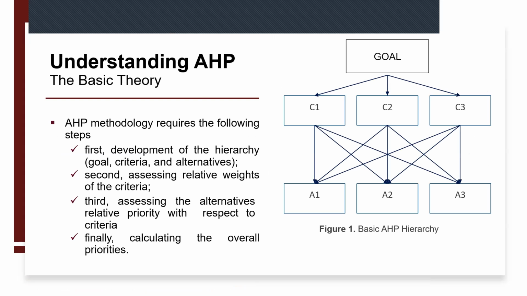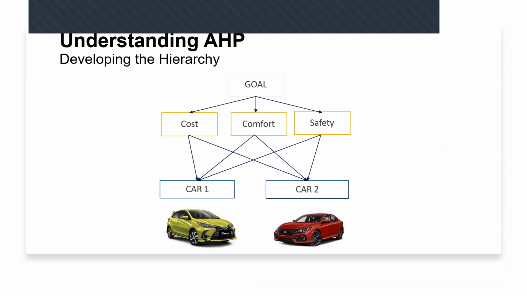So the first is to find a certain goal. You have to develop a certain goal as the first level in the hierarchy. So 3 levels: the development of the hierarchy. Level 1 is goal. The second will be criteria, and the third one will be the alternatives. And then after that, the process requires us to assess relative weights of the criteria, then assess the alternatives' relative priority with respect to criteria, and then finally calculating the overall priorities.